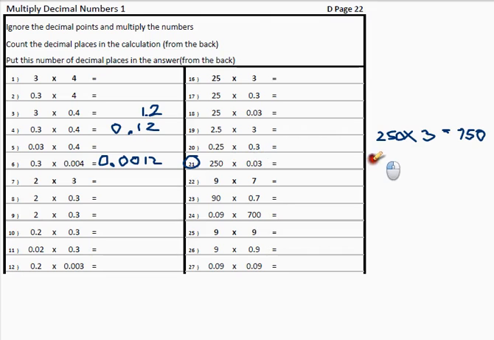So let's just rewrite this. 250 times 0.03 is equal to, it's the 750, but now we've put the point here. We moved the point back 2, so we need to move the point back 2 here as well. So it will be 7.5. Okay, hopefully that makes sense.